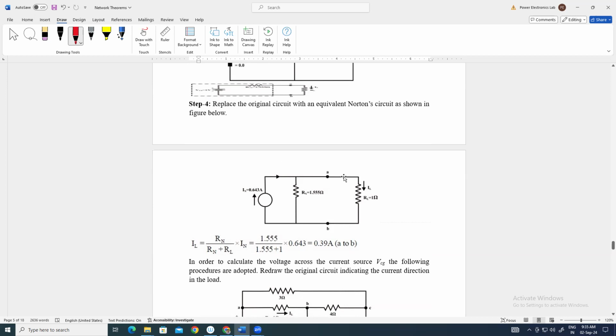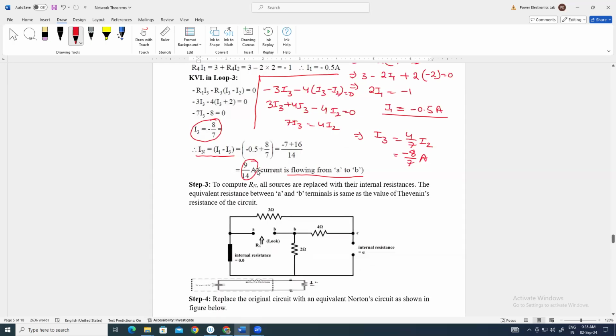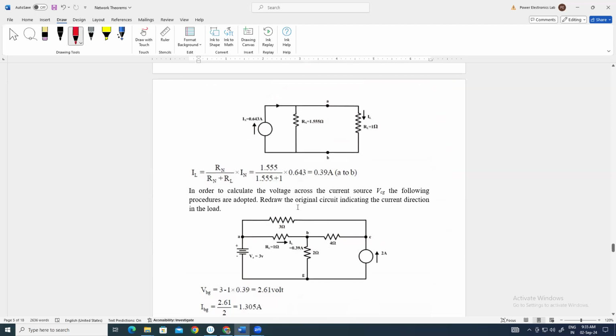removed element in parallel, and we will calculate the value of IL, which will be equal to RN divided by RN plus RL, into IN. So 1.555 divided by 1.555 plus 1, because RL is equal to 1 ohm, multiplied by IN. IN we have just evaluated, IN is 9 by 14 ampere. So 9 by 14 is 0.643. By putting the values, we are getting 0.39 ampere, with current flowing from A to B.